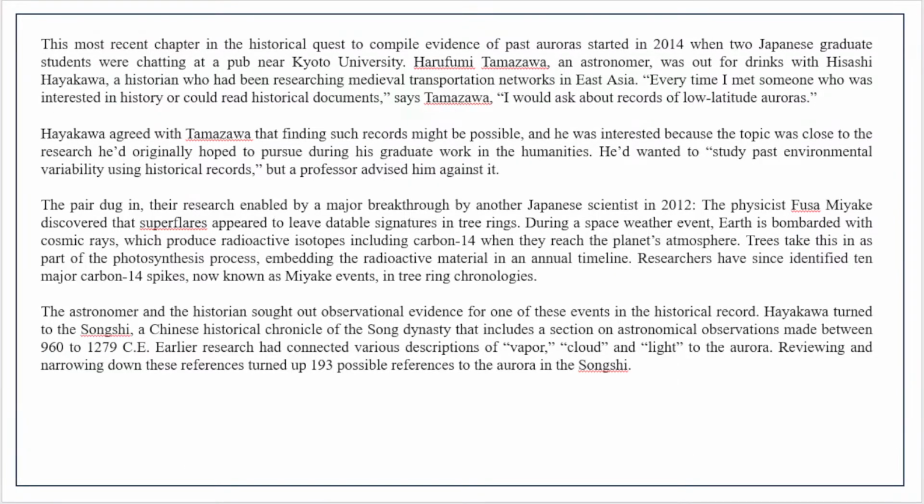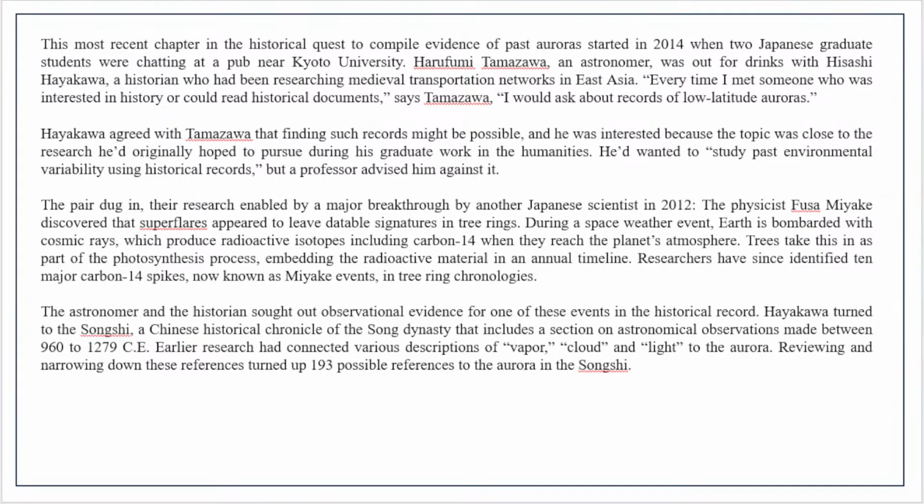Next, this most recent chapter in the historical quest to compile evidence of past auroras started in 2014 when two Japanese graduate students were chatting at a pub near Kyoto University. So, recently जितना भी auroras पे research किया जा रहा है या the evidence that is being compiled about the past events that started in 2014, and it was actually done by two Japanese graduate students who were just talking in a pub, okay, near Kyoto University.